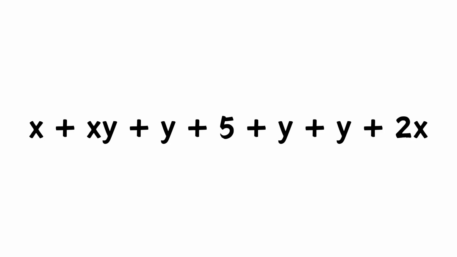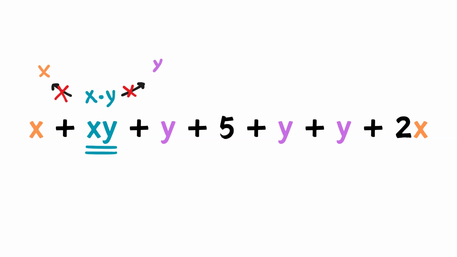This equation has a lot of variables, so let's break it down. First, what are our variables? We have x, xy, and y. These have to all go into their own groups. Notice that xy is its own term. Since it represents x times y, it can't be combined with x or y individually. Now let's sort through our variables.